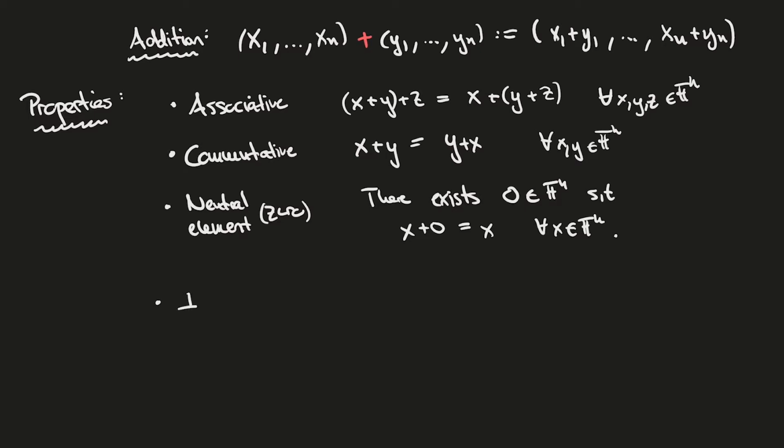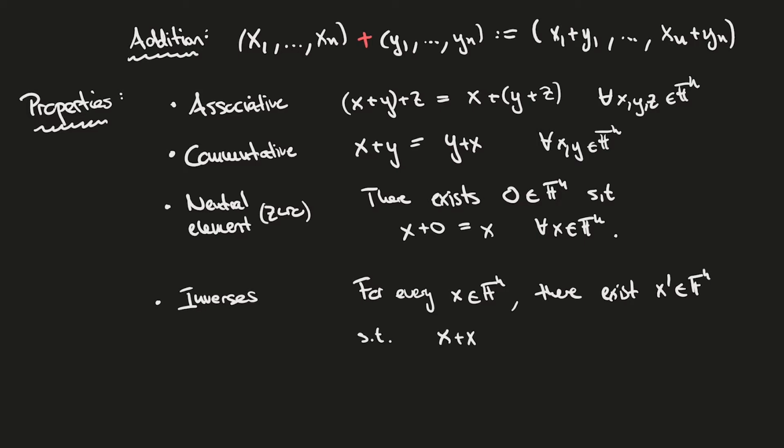And finally, we also have additive inverses. This means that for every x in Fn, there exists an x prime in Fn that satisfies x plus x prime is equal to 0. We will shortly see that this x prime is in fact uniquely determined by x, and so we can give it a name and we call it minus x.